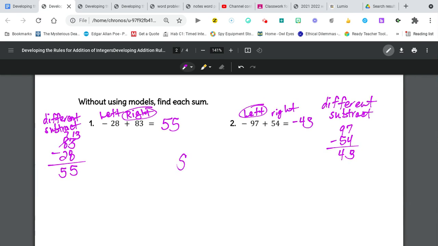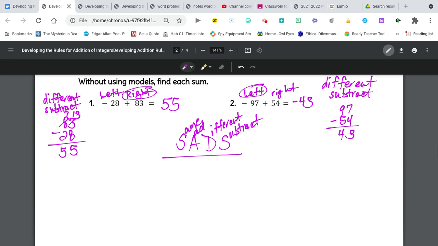All right, I'm going to give you something I call SADS. This stands for same direction or same group, add, or different direction or different group, subtract. And that may help you remember when to add and when to subtract. SADS: same group, add, or same direction, add, or different group, subtract, or you can say different direction, subtract. SADS: same, add, different, subtract.